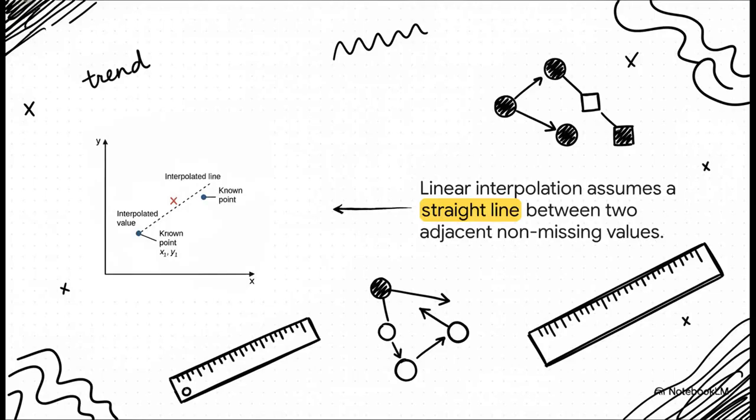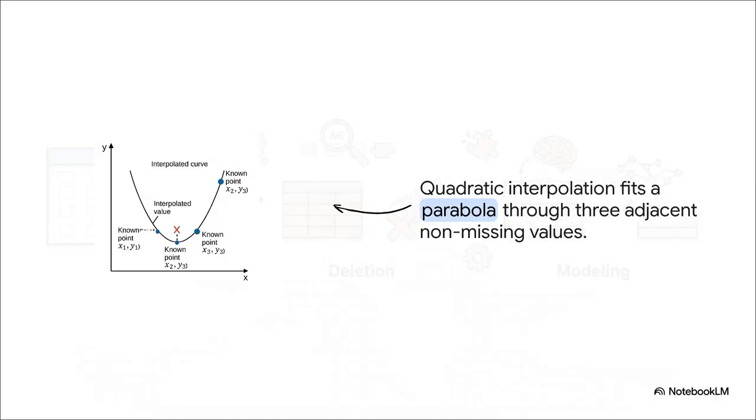The most common type you'll see is linear interpolation. It's pretty simple, really. It finds the known points on either side of the gap, draws a perfectly straight line between them, and then places the new value right on that line. The key assumption here? That the trend between those two points is steady and linear. But what happens when the trend isn't a straight line? I mean, when is it ever, right?